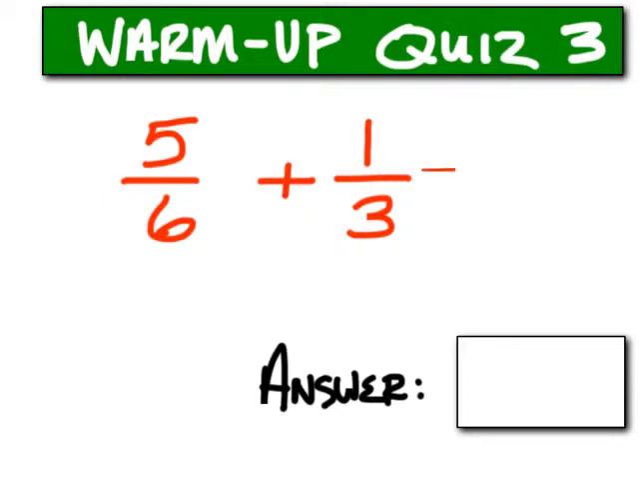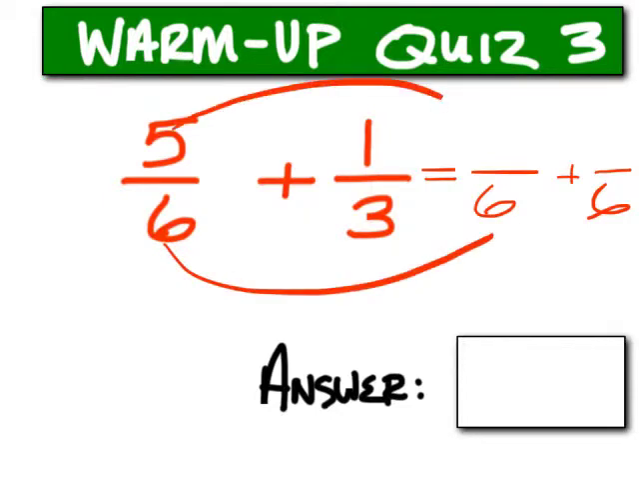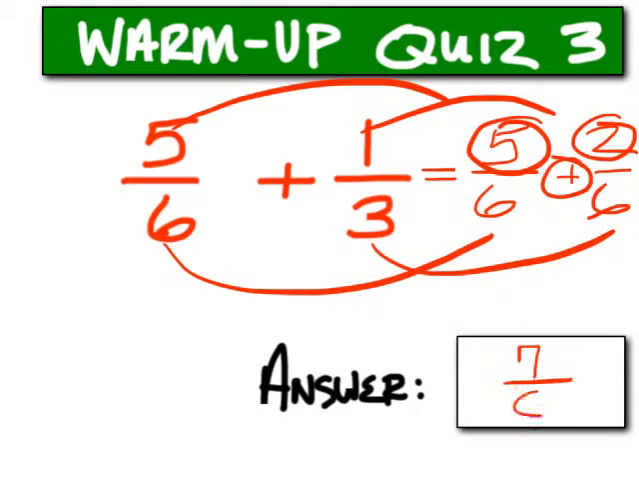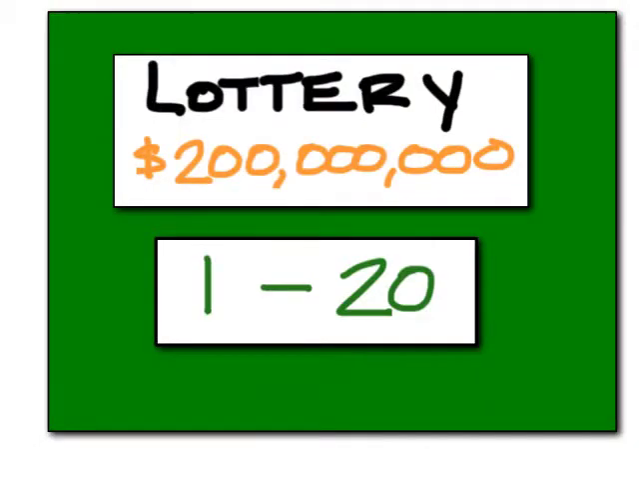6 and 3 have a least common denominator of 6. And you have to do nothing to this to get here, so do nothing to the 5. 3 times 2 is 6. 1 times 2 is 2. So 5 plus 2 is 7. 7 over 6.